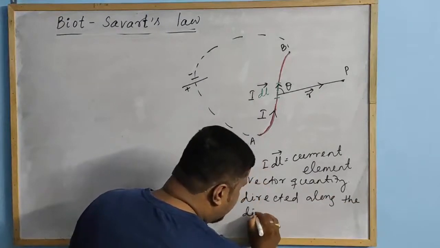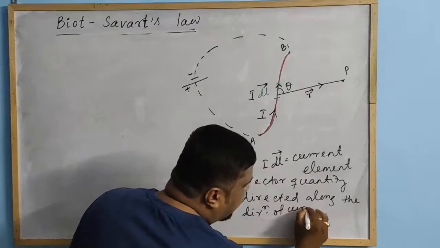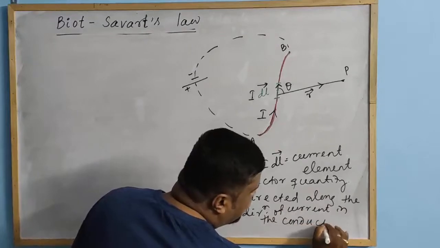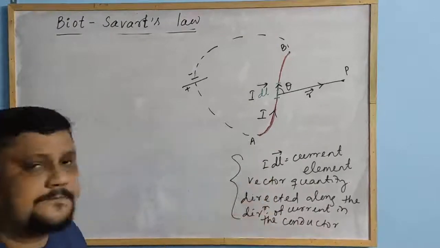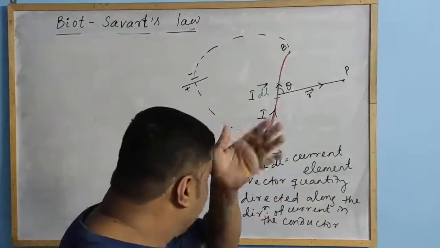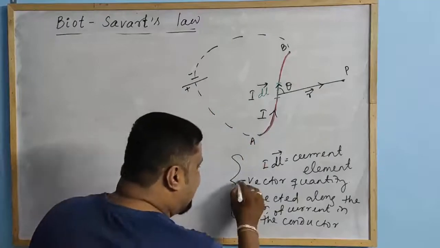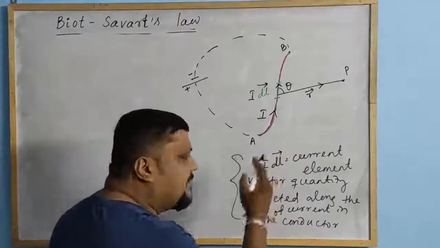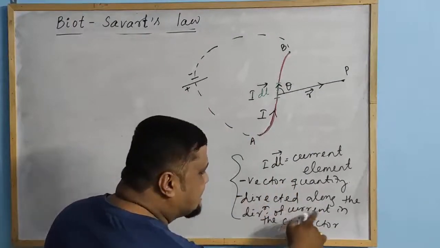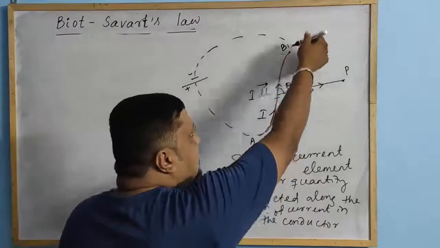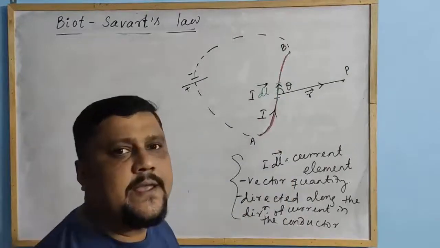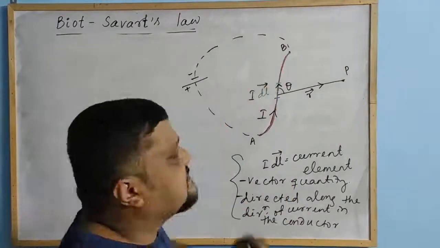Along the direction of current in the conductor. Remember this thing, this is very, very important. Idl is the current element and this is a vector quantity. Magnitude is I multiplied by the small element dl, but the direction is most important, along the direction of current in the conductor. Suppose in this conductor the current is flowing from B to A, then Idl will be from B to A. Otherwise it will be reversed.